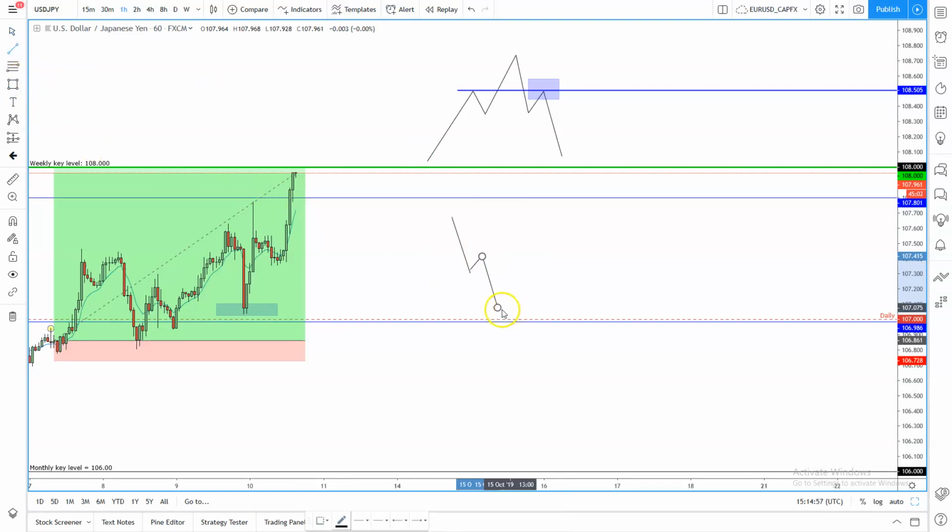So I can't stress this enough, guys, that these patterns will not look perfect on the charts. But what's important is for you to be able to identify them and be able to trade them. That's what is important. So the same we have here.